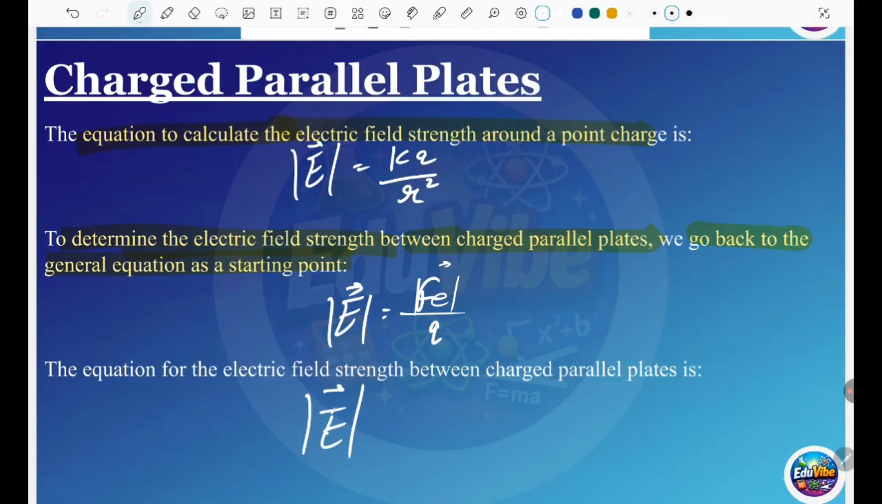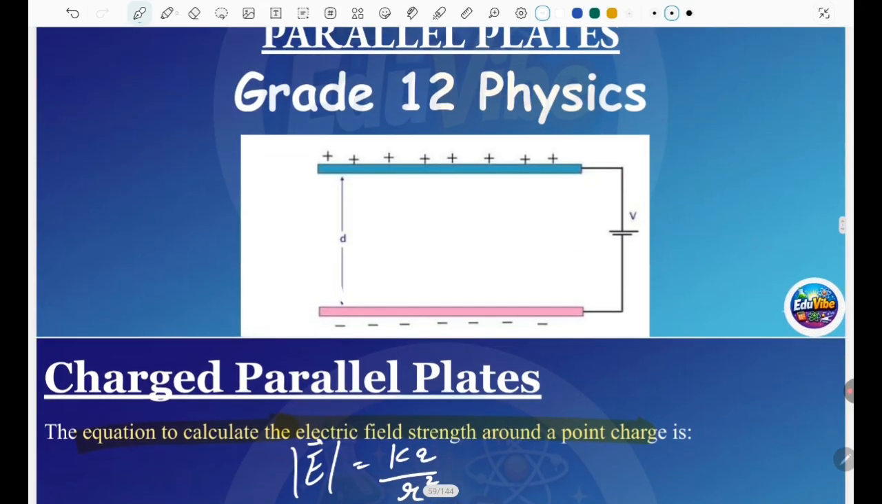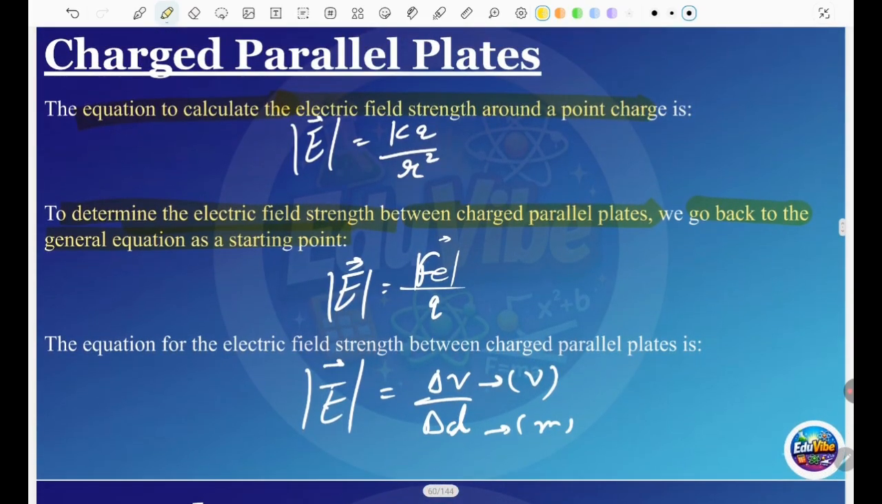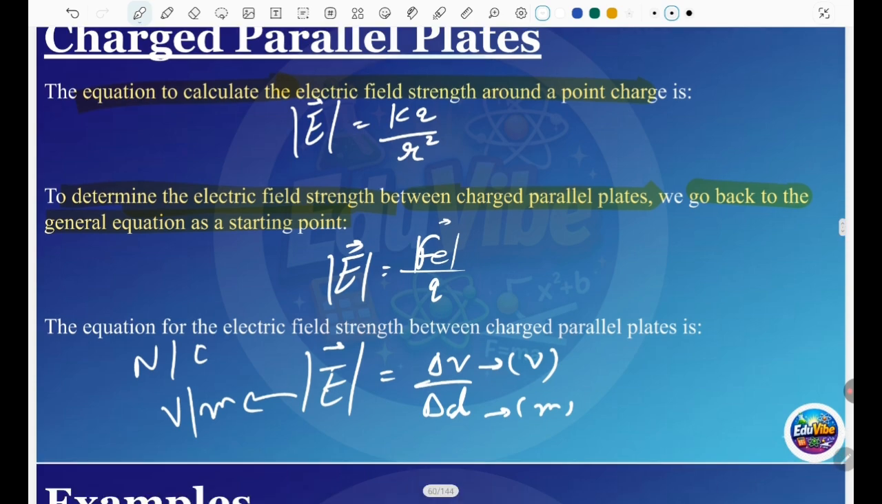When we do a derivation of some part, we get the formula: electric field is equal to delta V upon delta d. So delta V upon delta d is the formula we have to know. Delta V is the electric potential difference between the plates, which is in volts, and delta d is in meters. This is the separation distance. The electric field is in volts per meter. As I told you, we have newtons per coulomb or volts per meter, and you get this from that form.